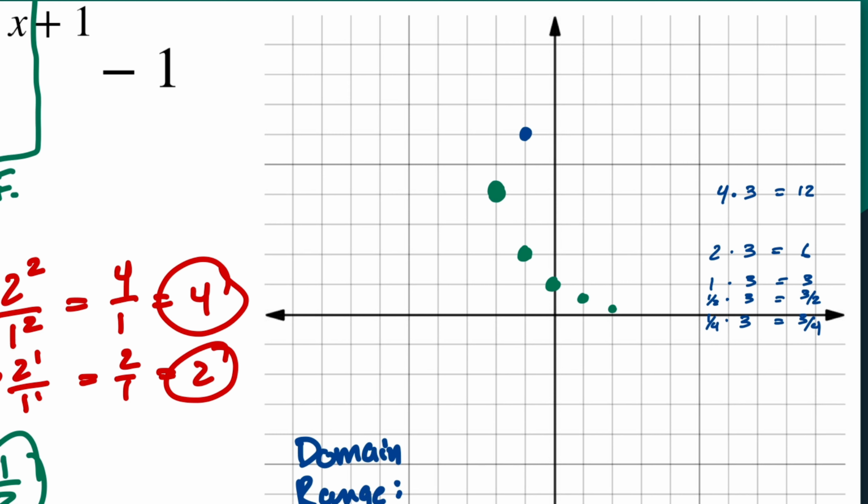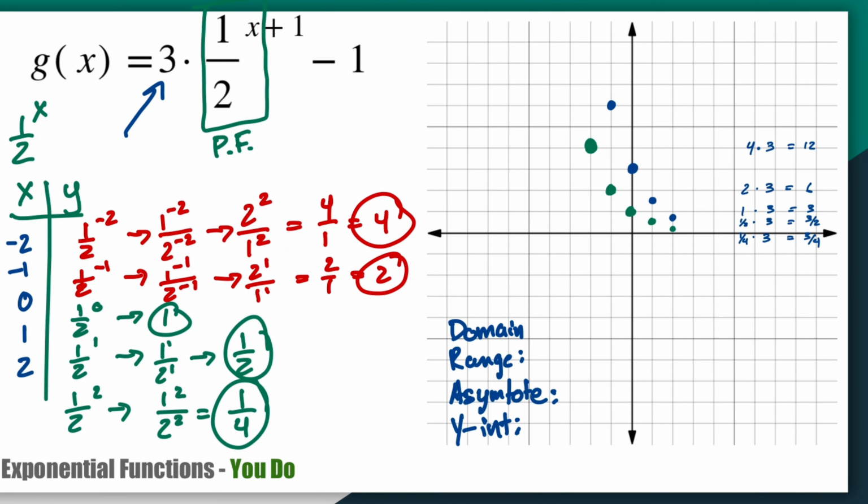And then we have 3. Okay. Then we have 3/2, which remember is just 1.5. Then we have 3/4, so it's kind of like 0.75 right there. All right. Now we look up here. We have a +1, so that's left 1. And we have a -1, so that's down 1. So we're going left 1 and we're going down 1.